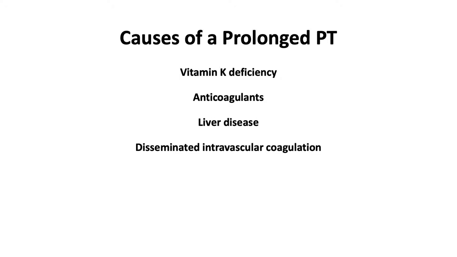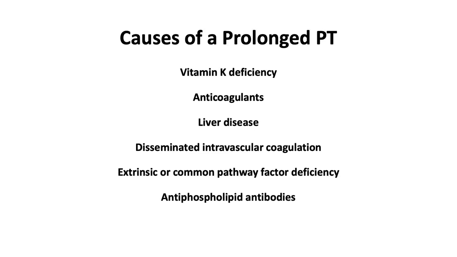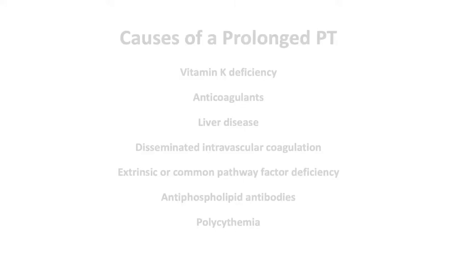The PT is also prolonged in disseminated intravascular coagulation, as coagulation factors are consumed and depleted. The PT can also be prolonged when there is a deficiency of an extrinsic or common pathway factor, in the presence of antiphospholipid antibodies or a lupus anticoagulant. The PT can be falsely prolonged with polycythemia when the hematocrit is greater than 55% due to excess citrate relative to plasma in the collection tube.